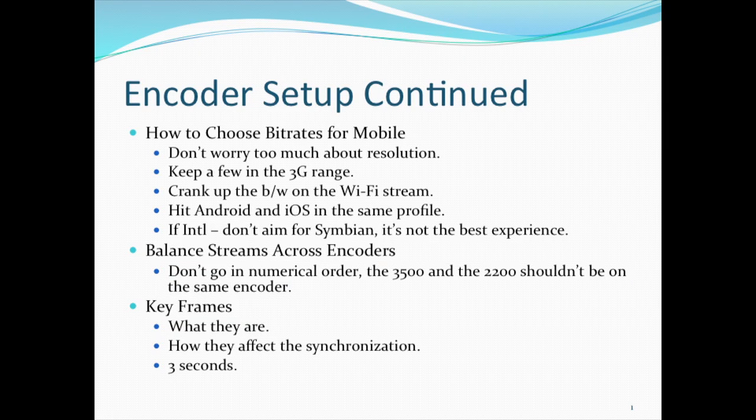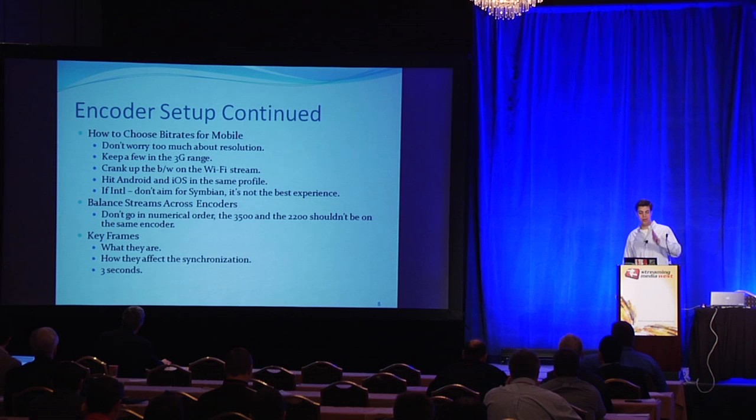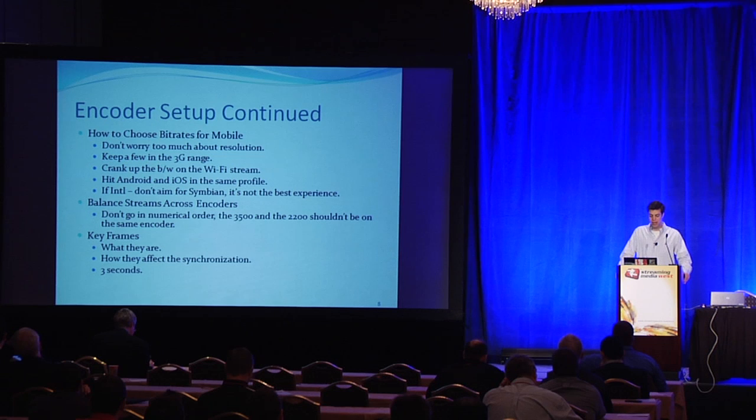Hit Android and iOS in the same profile. I don't want to get too technical, but you can encode things once and package them differently. So a lot of times when you go to buy encoders or to do a lot of this encode work with a vendor, you'll end up paying per stream or paying per encoder. And there's ways that you can cut down on some of that by encoding that thing once and then just giving it Apple packaging or giving it Android packaging or giving it Flash packaging or however you want to do it. And it'll save some of your costs in your production itself.